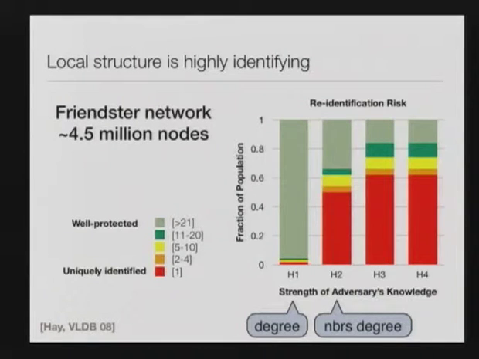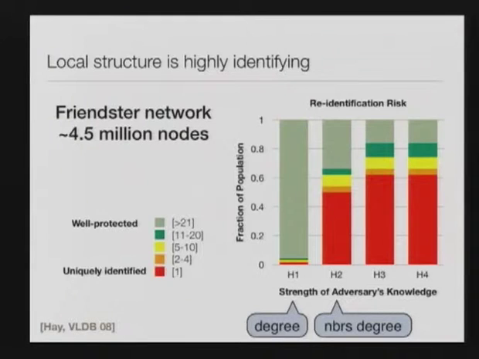We spent a while trying to understand the extent to which the structure of an individual in a graph, particularly the local structure around an individual, acts as an identifier. How unique is your structure in a population? And if I knew a little bit about your structure, how successful would I be in finding you in that naively anonymized graph? I won't go over this in a lot of detail, but the bar chart is representing the success in re-identifying the population.